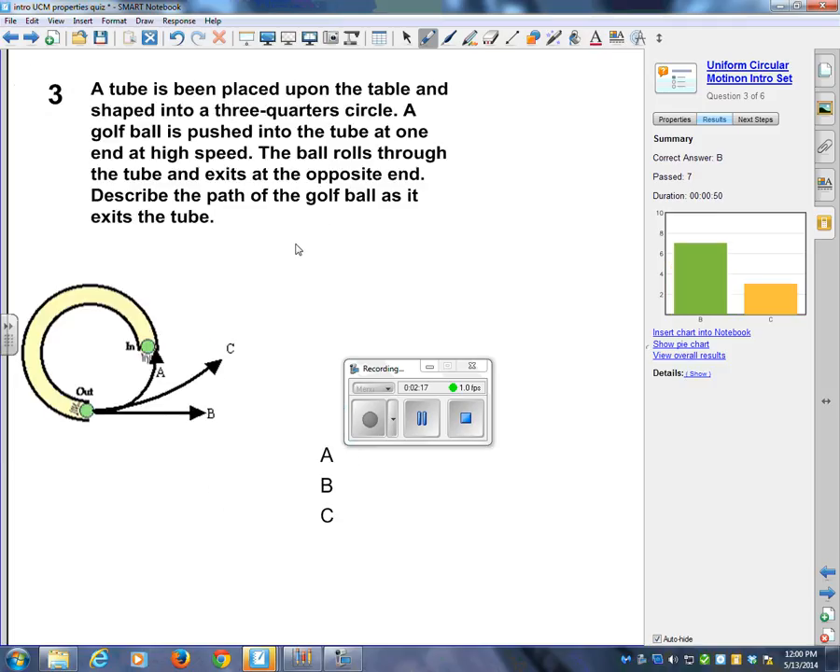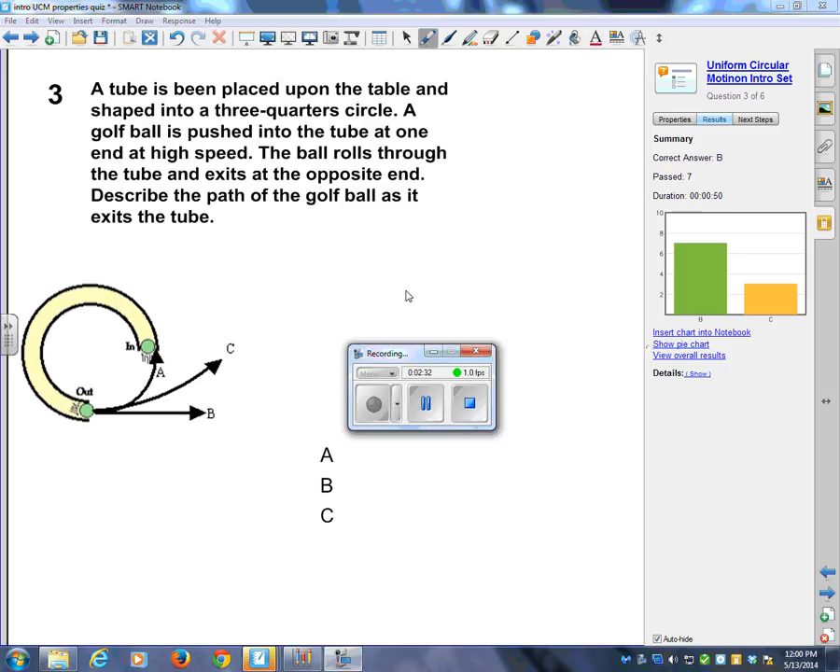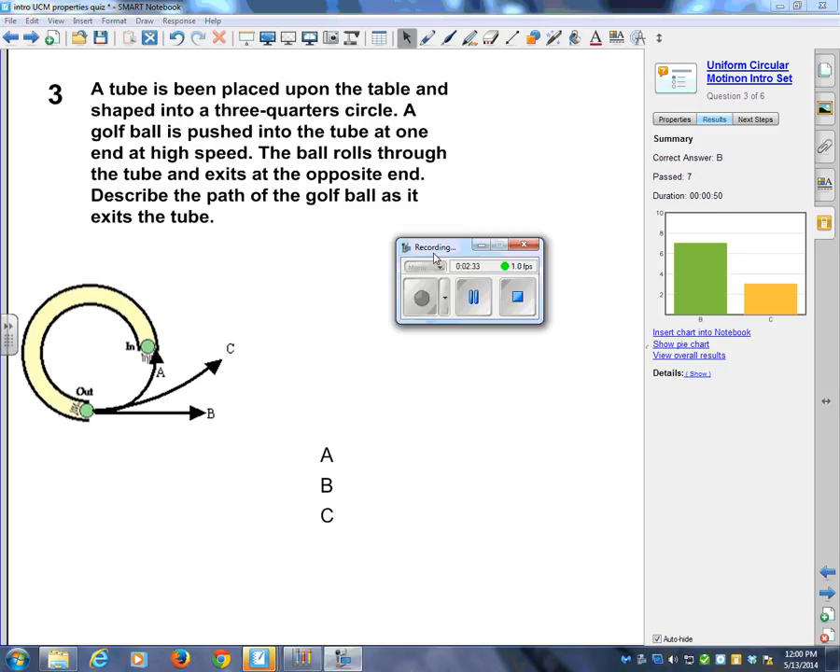A tube has been placed upon a table and shaped into a three-quarter circle, just like the mini golf I heard someone say. A golf ball is pushed into the tube at one end at high speed. The ball rolls through the tube and exits at the opposite end. Describe the path of the golf ball as it exits the tube. Is it going to continue the circle, because an object in motion stays in motion? Is it going to continue kind of in between at C, or is it going to go right along flat?